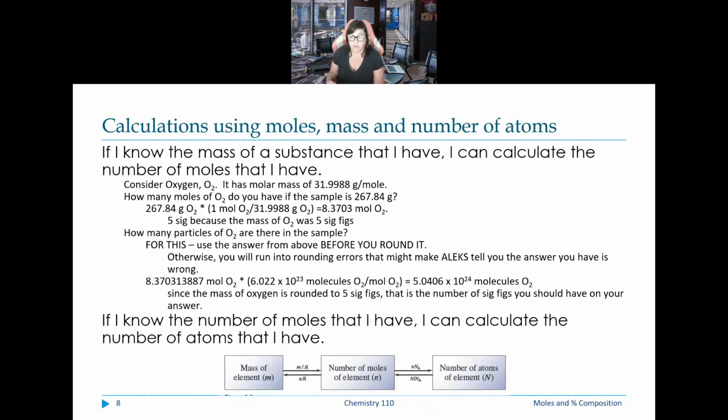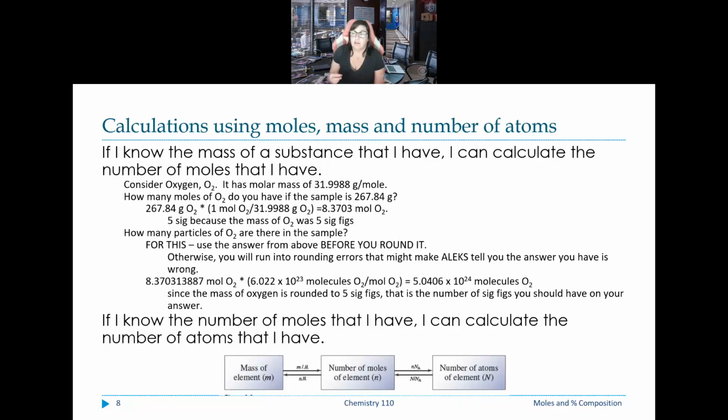How many moles of O2 do you have if a sample is 267.84 grams? So I take that mass, 267.84 grams of O2, and I multiply that by 1 mole of O2 being 31.9988 grams. So I'm actually dividing by the molecular weight. And that gives me 8.3703 moles of O2. It's 5 sig figs because the mass of O2 was listed as 5 sig figs.